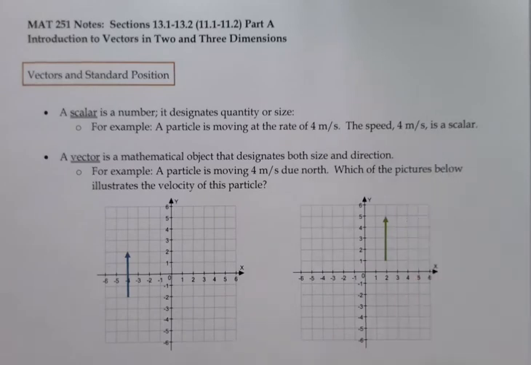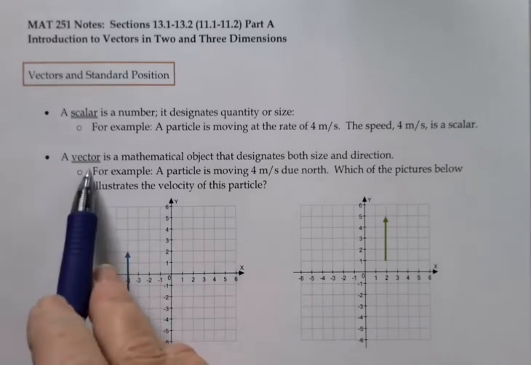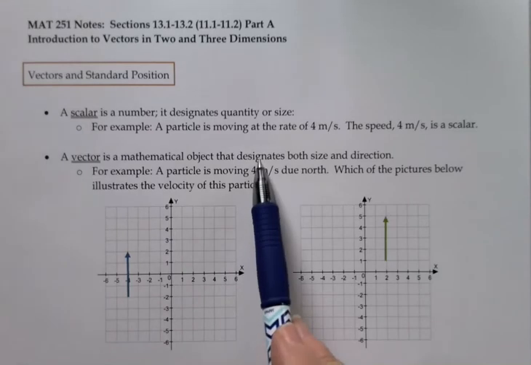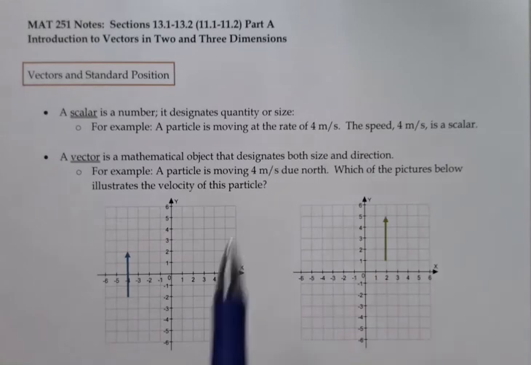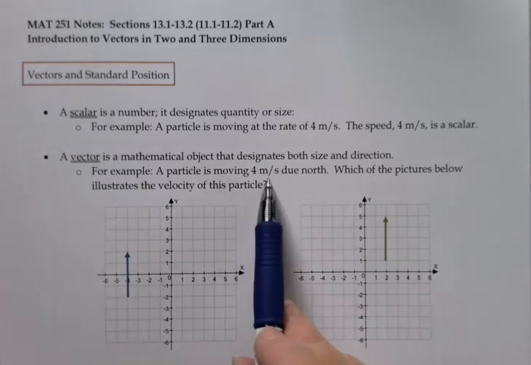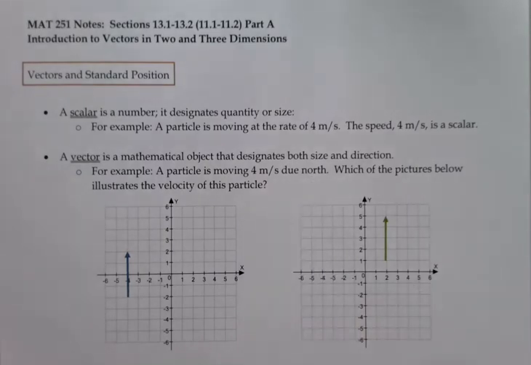What this doesn't tell me is which way I'm going. If I want to do that, I need a vector. So a vector is a mathematical object that designates both size and direction. For example, suppose we have a particle that's moving 4 meters per second in the direction due north. Which of the pictures on this page show that?